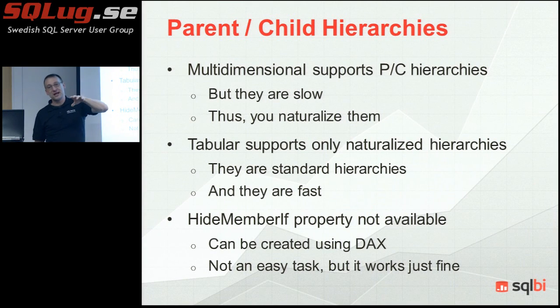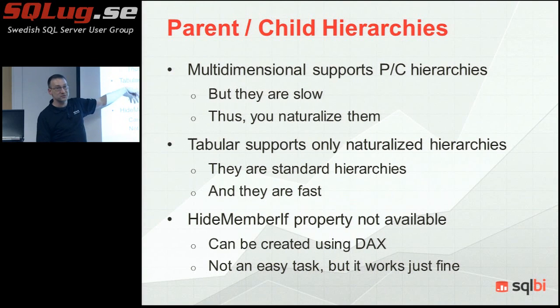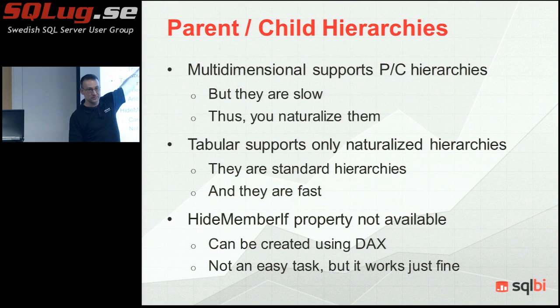So you use BIDS Helper, you naturalize your parent-child hierarchy by defining the maximum number of children, the maximum number of levels of your hierarchy, and then you use the naturalized version. In this way, you can use aggregation and everything else. In tabular, you can only create naturalized hierarchies. So at the end, there is no difference between them. Because in multidimensional, you have a feature, but it is so slow that nobody uses it. In tabular, you don't have the slow feature.